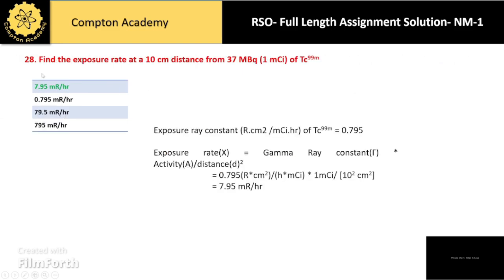Now the question number 28, find the exposure rate at 10 cm distance from 37 megabecquerel of technetium 99. The 37 megabecquerel corresponds to 1 millicurie, and the exposure rate constant of technetium 99 is 0.795 Roentgen centimeter square per millicurie per hour. So for 1 millicurie at 10 centimeter, the exposure rate is asked. We put the value of the distance and the activity over here, and then we get 7.95 milliroentgen per hour.